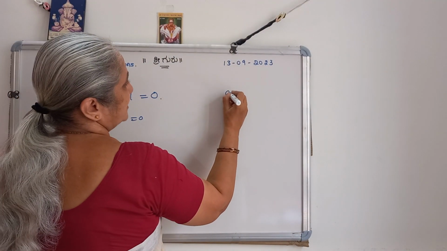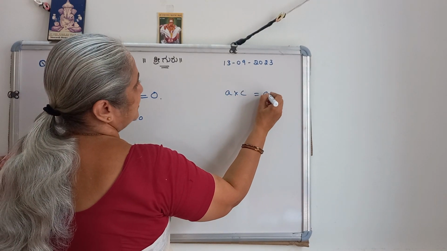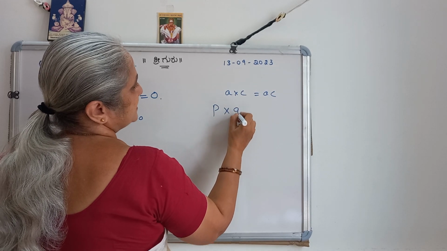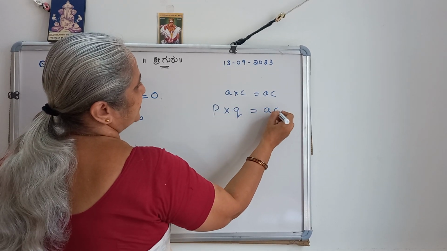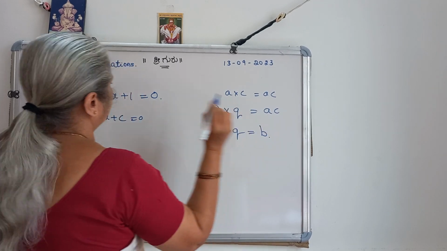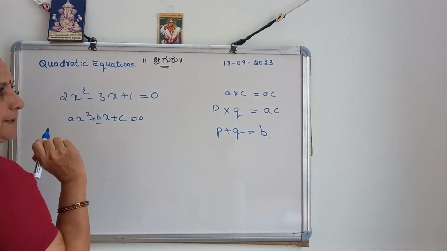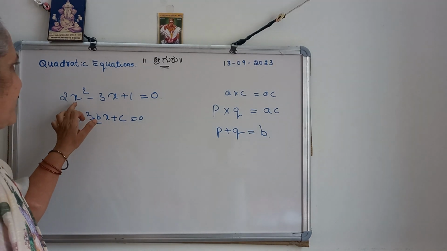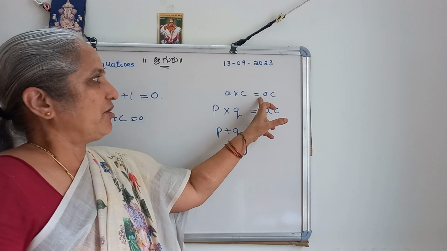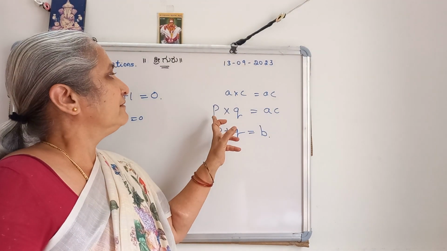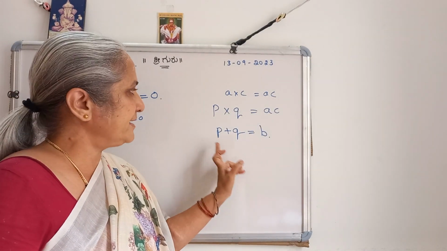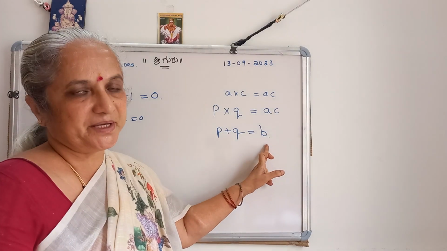Find the product a into c is equal to ac. Find p and q such that p into q is equal to ac and p plus q is equal to b. That is the middle term. Coefficient of x square and the constant term, we get product as ac. Find the factors of ac in such a way that their sum should be the middle term b.